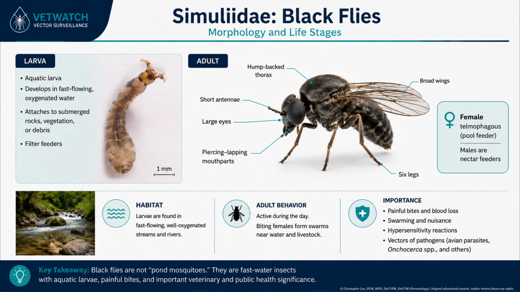Females are telmophage pool feeders. Males are nectar feeders. This is not meant to turn you into an entomologist overnight. It is meant to help you sort likely vectors when a case gives you season, geography, habitat, host species, and clinical signs. If you're dealing with painful daytime biting near fast-running water, black flies should move high on your list.